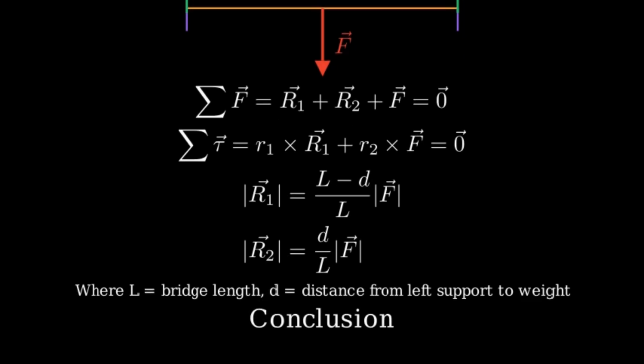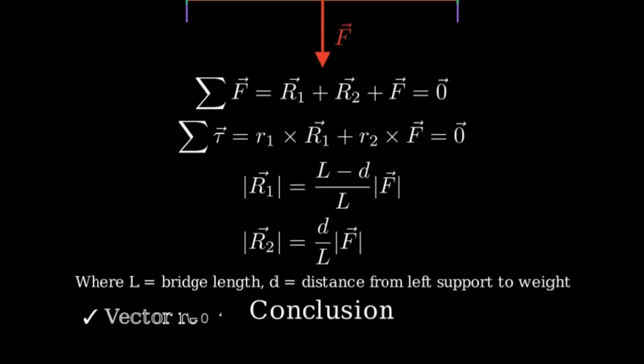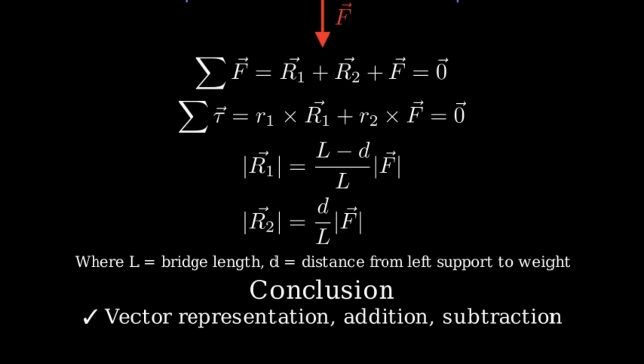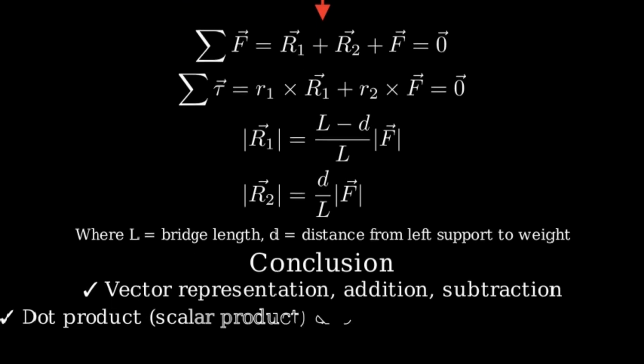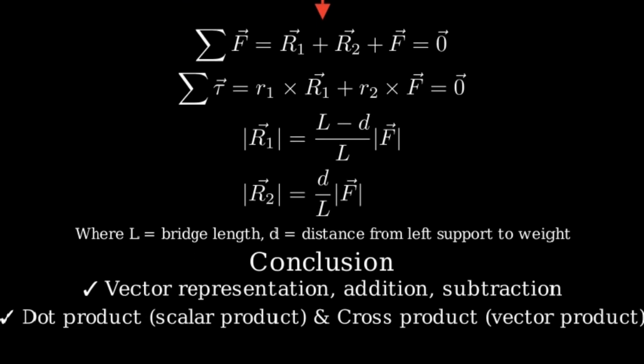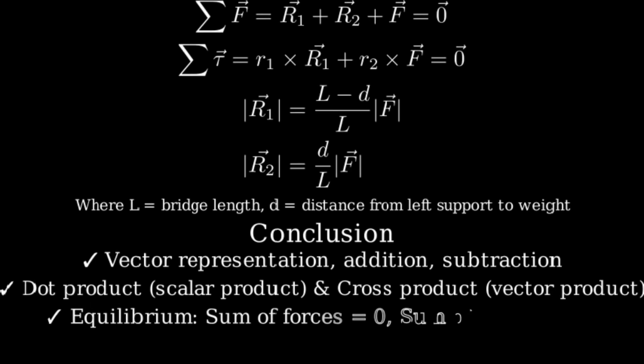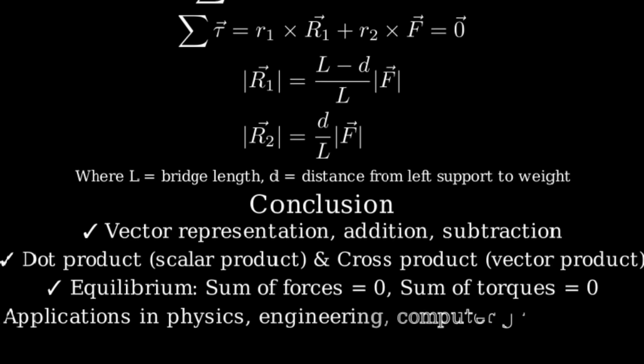To wrap up, we've covered the fundamental concepts of vectors and equilibrium. We learned about vector representation, addition, subtraction, and scalar multiplication. We explored dot and cross products, which give us powerful tools for analyzing vector relationships. Finally, we applied these vector concepts to understand equilibrium, a state where the sum of all forces and torques equals 0. These principles have wide-ranging applications in physics, engineering, computer graphics, and many other fields.